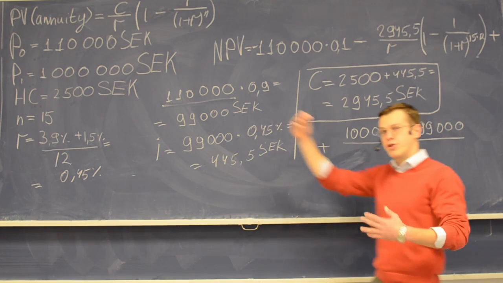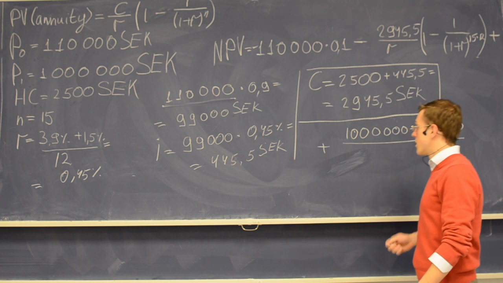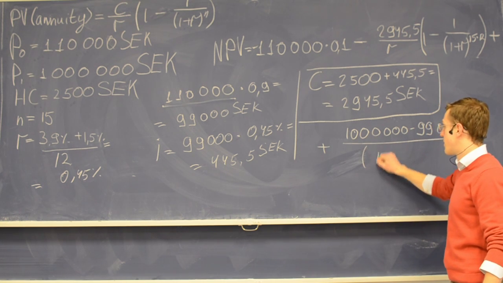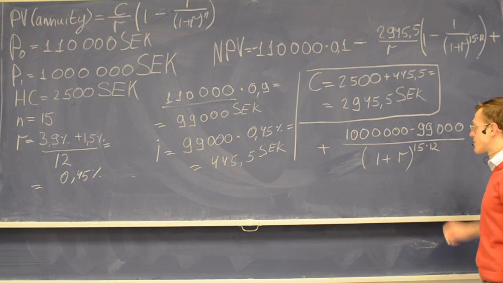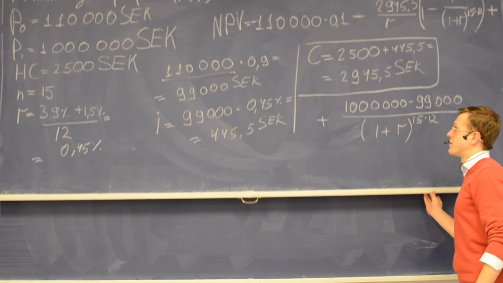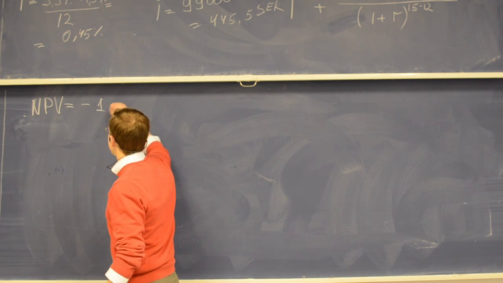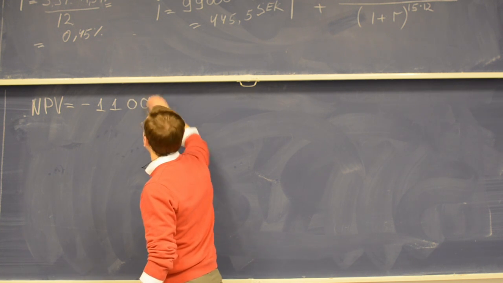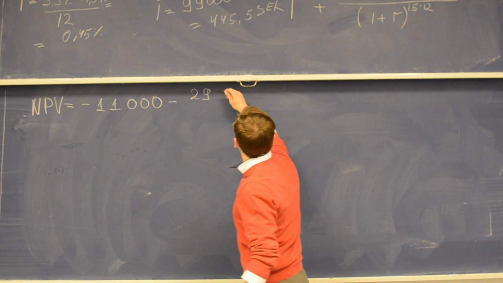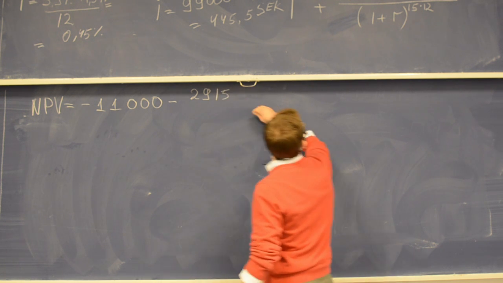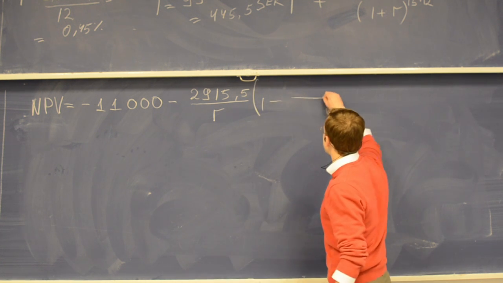However, this is in the future, after 15 years from now, so we need to discount it back. And when we're discounting it back, we're just applying the simple discount formula. So we need to divide it by 1 plus r, where r is our internal rate of return, to the power 15 multiplied by 12. This looks a little bit messy, so let us rewrite it. Our NPV is equal to minus 11,000 minus 2,915.5 divided by our internal rate of return multiplied by 1 minus 1 divided by the discount factor.